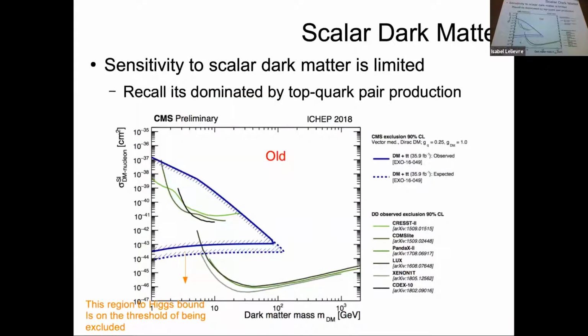And here's just a scalar mediator. So you turn off the vector boson coupling, and you can see that direct detection is a little bit more sensitive, at least in the heavy dark matter region. For light dark matter, LHC has something to say.